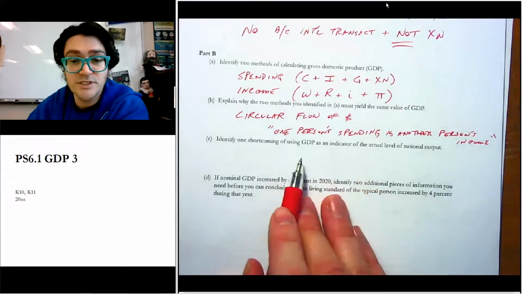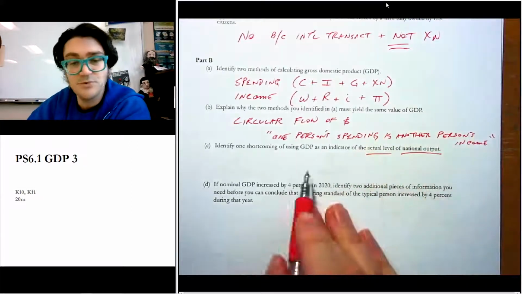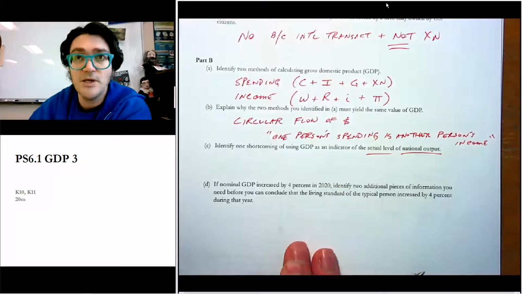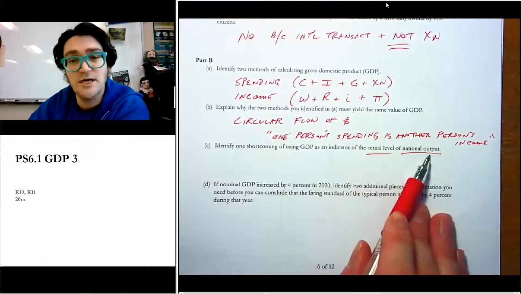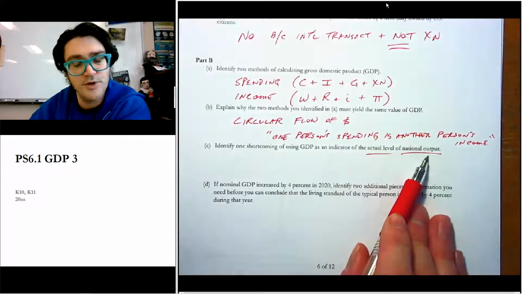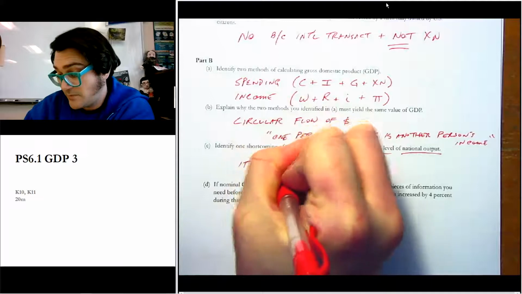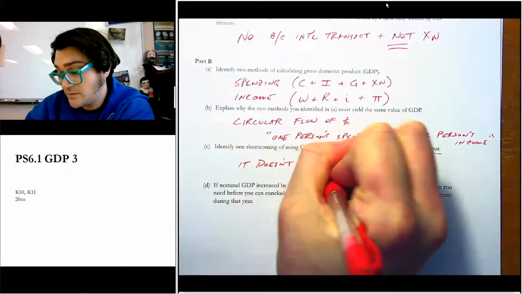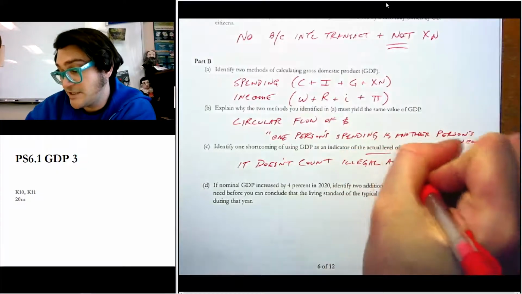Identify one shortcoming of using GDP as an indicator of the actual level of output. Now, a lot of students would respond to this and say, well, it doesn't count happiness. Okay, that's fair. But that's not actually referring to the actual level of national output, because happiness isn't part of output. But what we could say here is it doesn't count illegal activities. Illegal activities, that's an easy one.